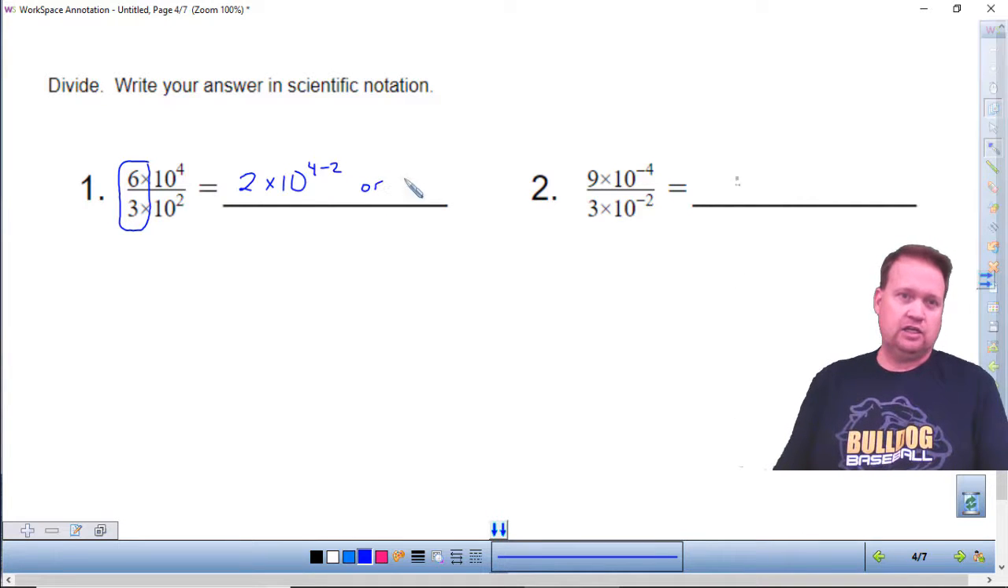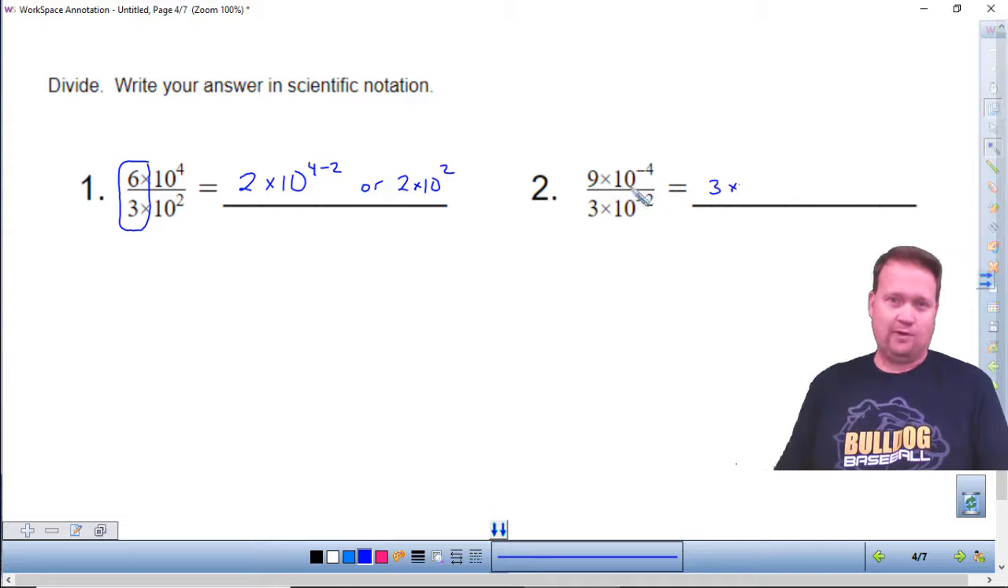It's going to be 2 times 10 to the second power. Now, in this last problem over here, 9 divided by 3 is 3 times, and then we've got 10 to the power of, and we're going to do a subtraction. We've got a little bit of a funky thing going on with all those negative numbers. It's the top one, -4, minus the bottom one, which is a -2.